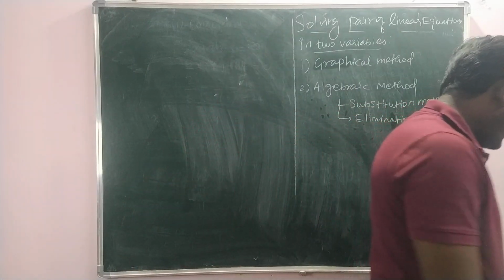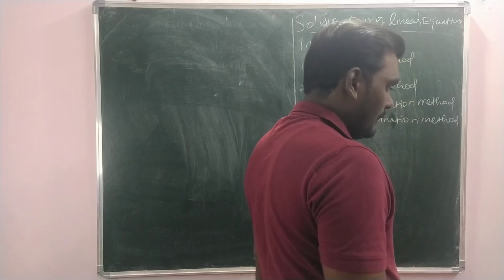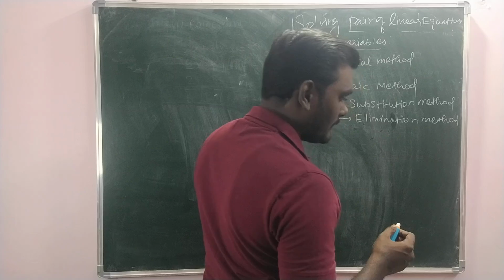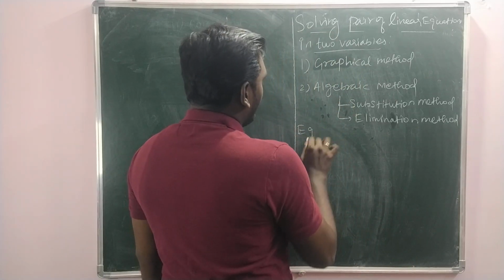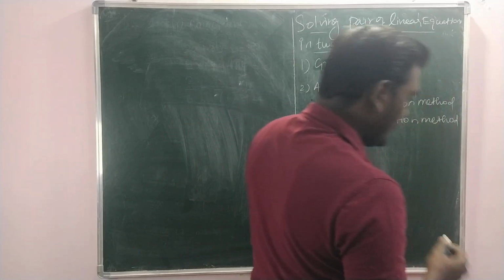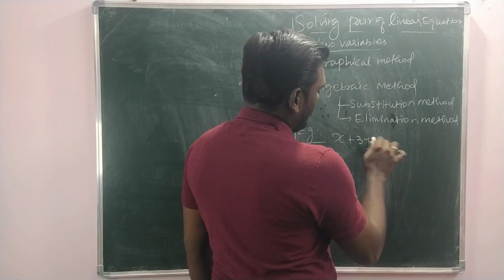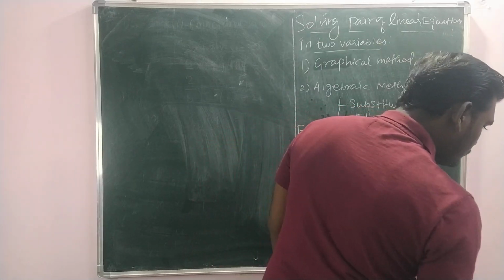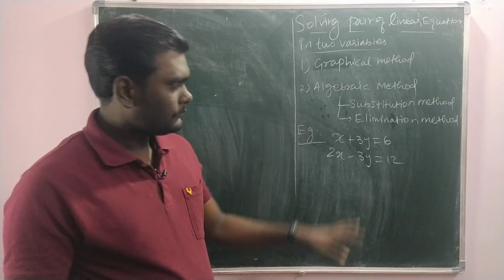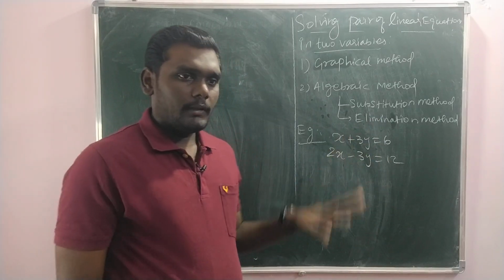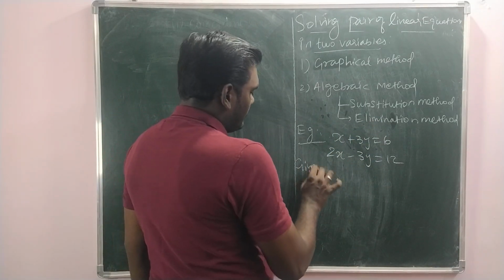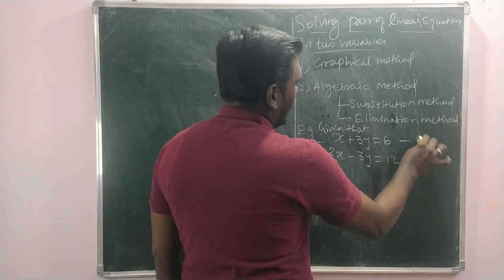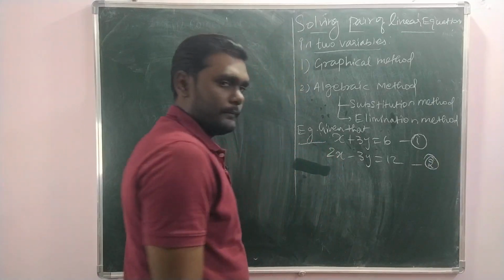Now we'll take the first example. Check graphically whether the pair of linear equations has a solution or not, whether they are consistent or not, as they may ask in a question. The first example is x plus 3y equals 6 and 2x minus 3y equals 12. These are the given two equations. We first write the given equations and name them the first equation and the second equation.